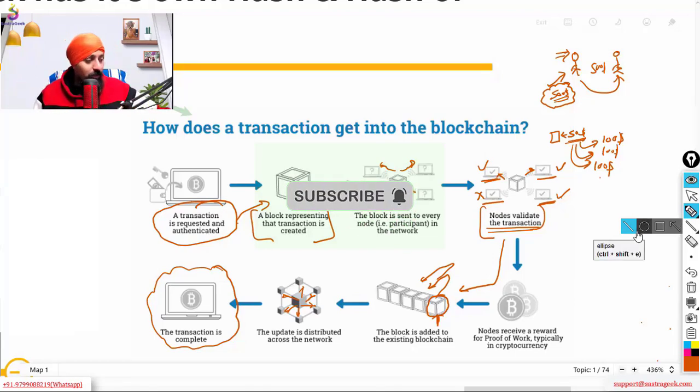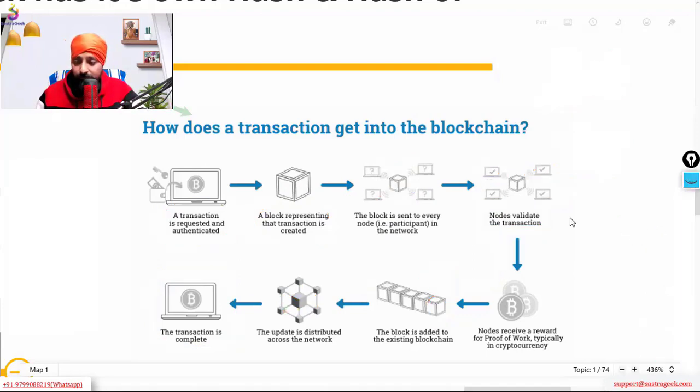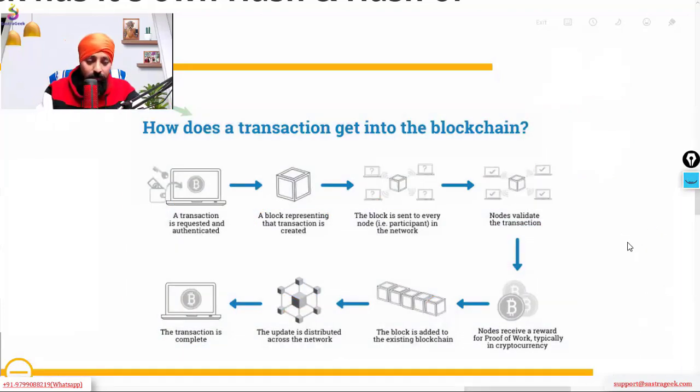So I hope now you will be having a little bit of clarity on blockchains. What is a blockchain and how it would be happening?